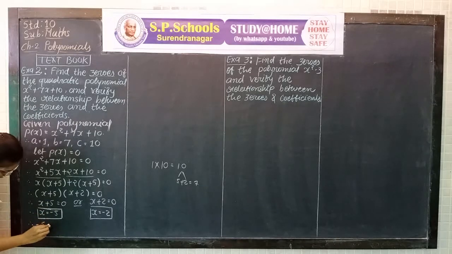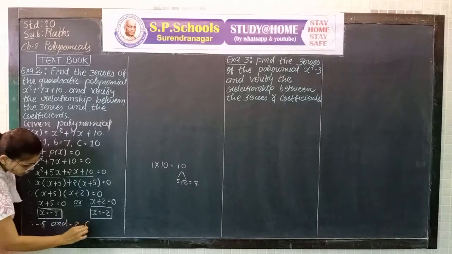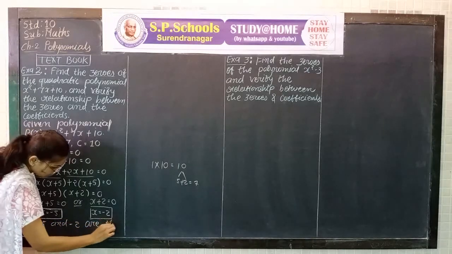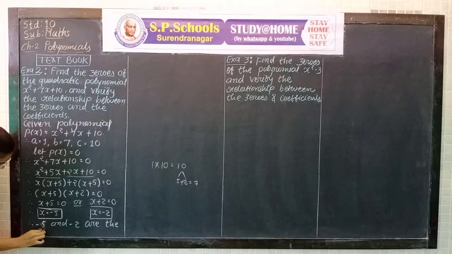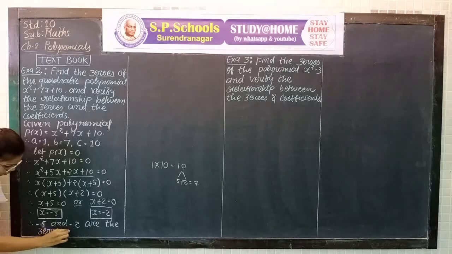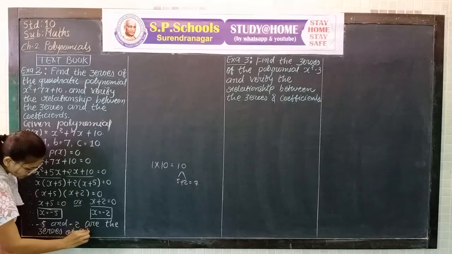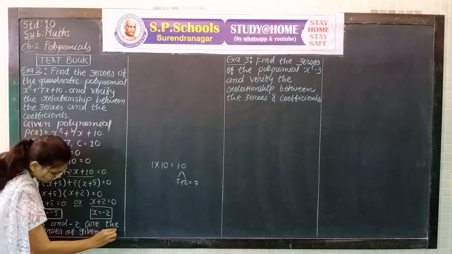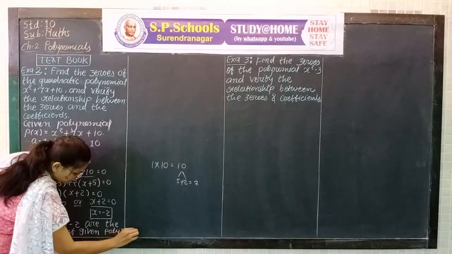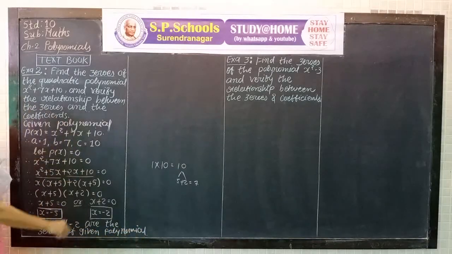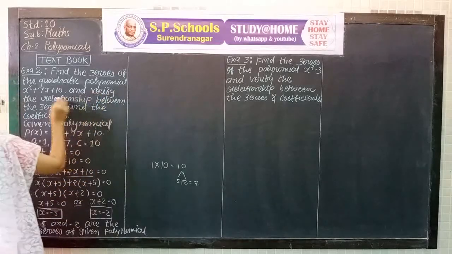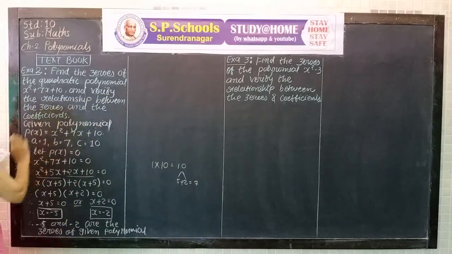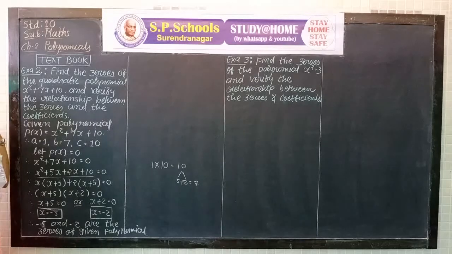Therefore, minus 5 and minus 2 are the zeros of the given polynomial. Now we go for the next question. Verify the relationship between the zeros and the coefficients.